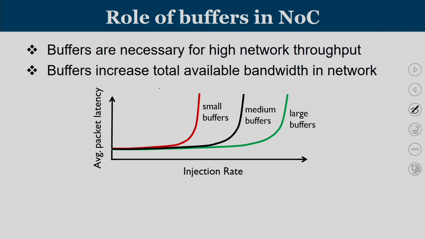Now, we have seen the role of buffers. If you have more buffers, then the saturation point is stretched. If you do not have buffers, then we are going to saturate early, but you get a lot of savings in terms of power and energy dissipation. So, the question is, can we have some buffers?